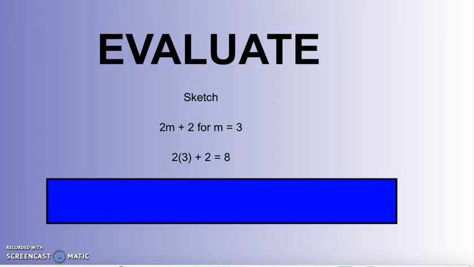Next word is evaluate. What does it mean to evaluate? And here's an example. Another example would be evaluate 2 to the 5th power.